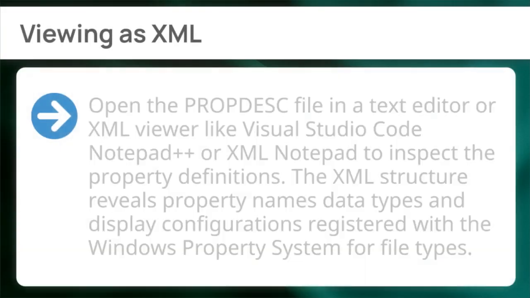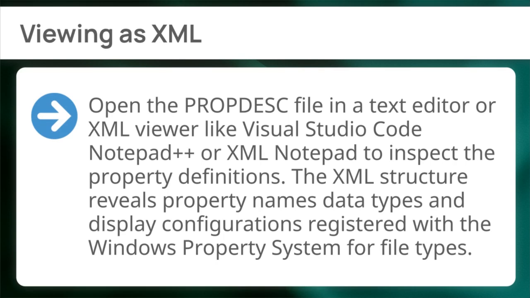First, viewing as XML. Open the PROPDESC file in a text editor or XML viewer like Visual Studio Code, Notepad++, or XML Notepad to inspect the property definitions. The XML structure reveals property names, data types, and display configurations registered with the Windows property system for file types.